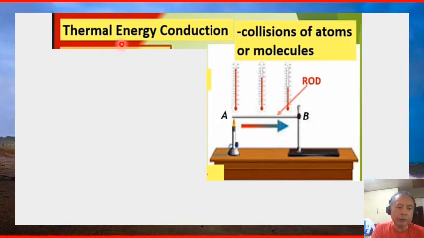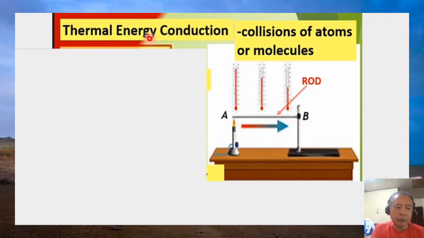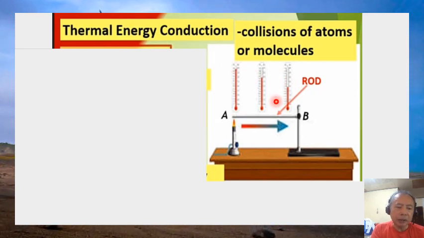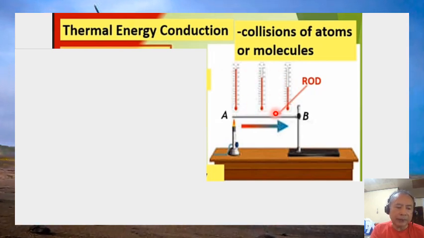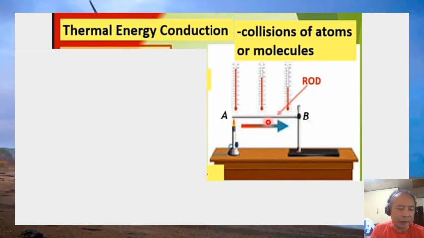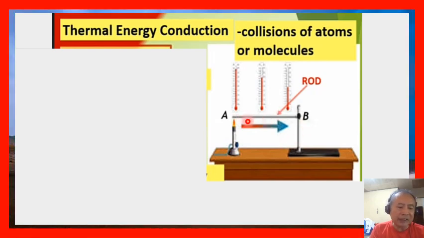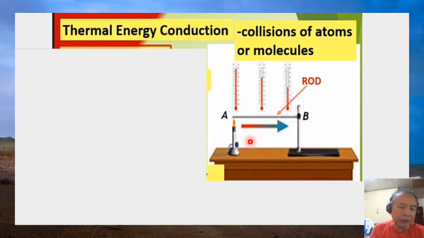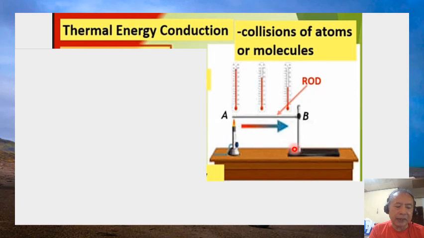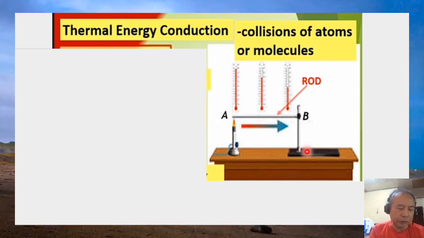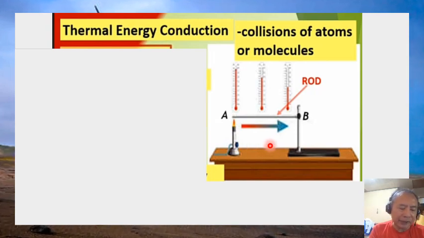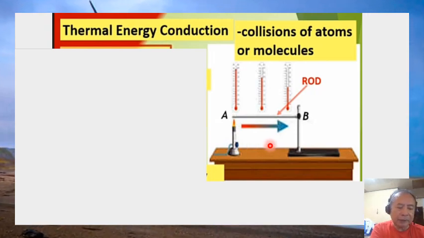Conduction is a mode of thermal energy transfer involving collisions of atoms or molecules. As illustrated in the drawing, a conducting metal rod with a given length and cross-sectional area is heated at one end labeled A. The opposite end labeled B is cooled by immersing it in an ice-water mixture. We can determine the rate of thermal conduction by measuring the amount of ice that melts in a given length of time.